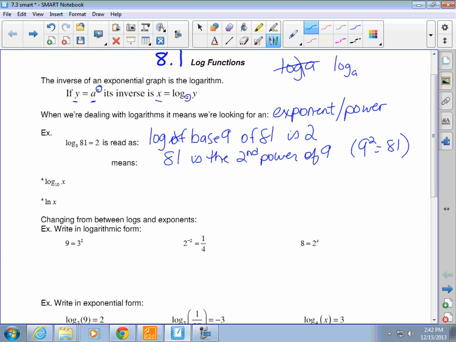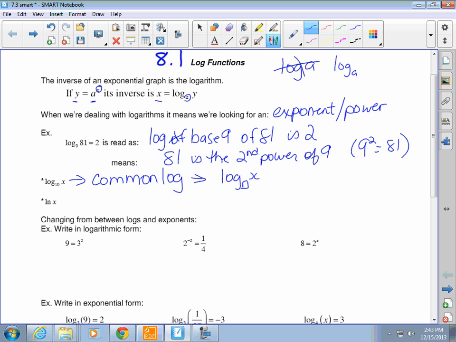So log base 10 of x means that what we're looking at is 10 to the power of what will give you x. This one, log base 10 of x, is what we call our common log, and often it will be written just as log x. If you ever come across an equation where there isn't a little subscript value, then it is the common log, and that means the base of it is 10.